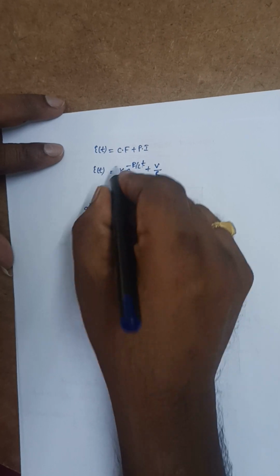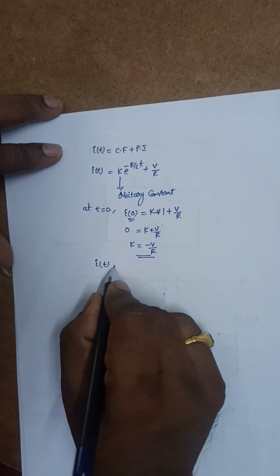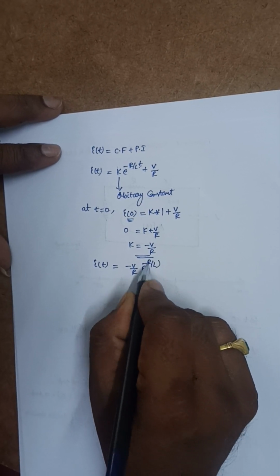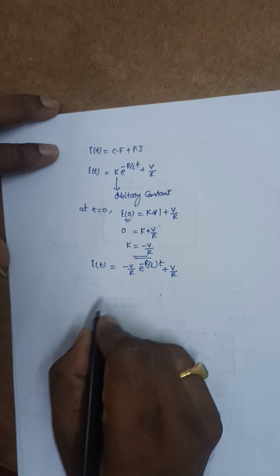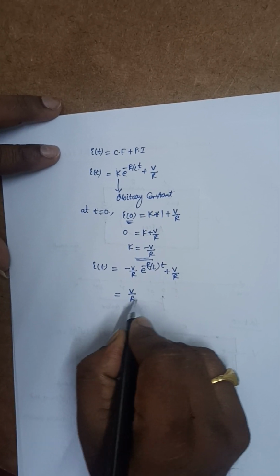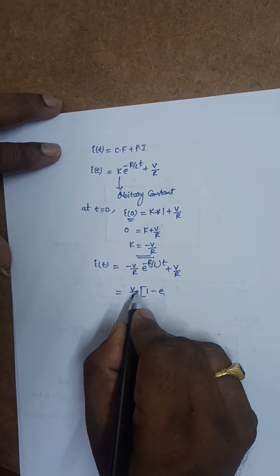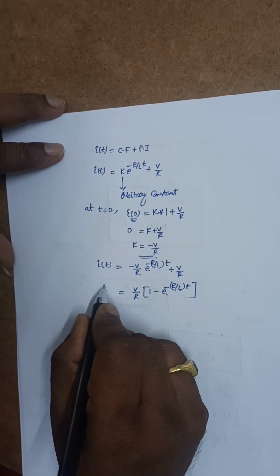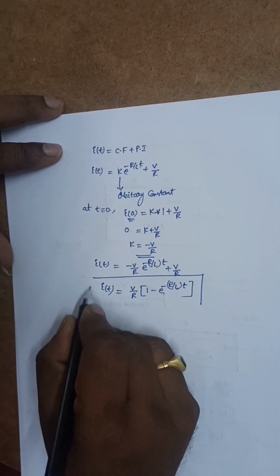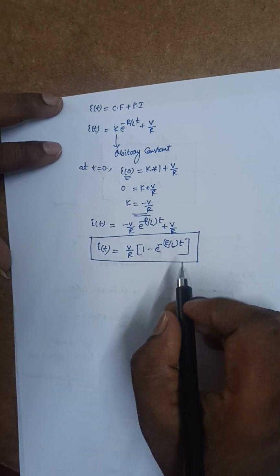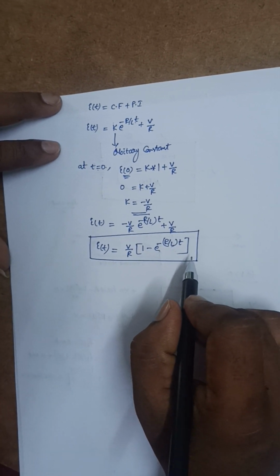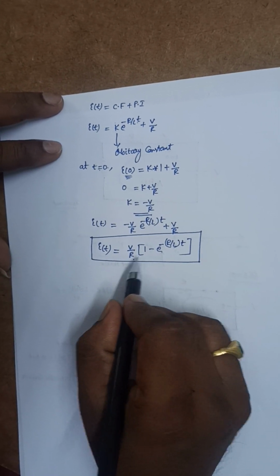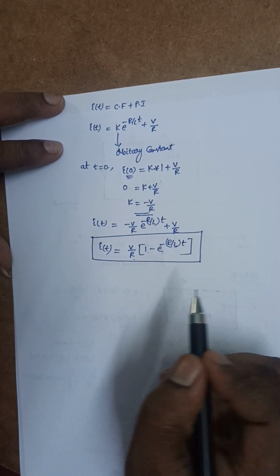Now substitute this K value in this expression. So the complete solution I of t is equal to minus V by R into e power minus R by L into t plus V by R. Or if I take V by R as common, it is V by R into 1 minus e power minus R by L into t. So this is I of t, the current flowing through the inductor. It is an important expression: the current flowing through the inductor, or in that loop RL circuit, is V by R into 1 minus e power minus R by L into t.